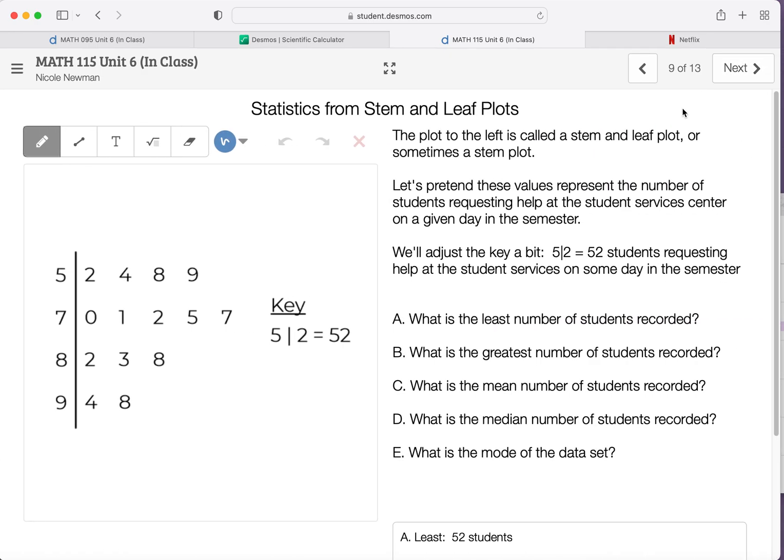Some plots are coming our way. Here's a stem and leaf plot in this case. And this is supposed to be 52 students doing something. That's how the key works there. Requesting help at student services on some day.